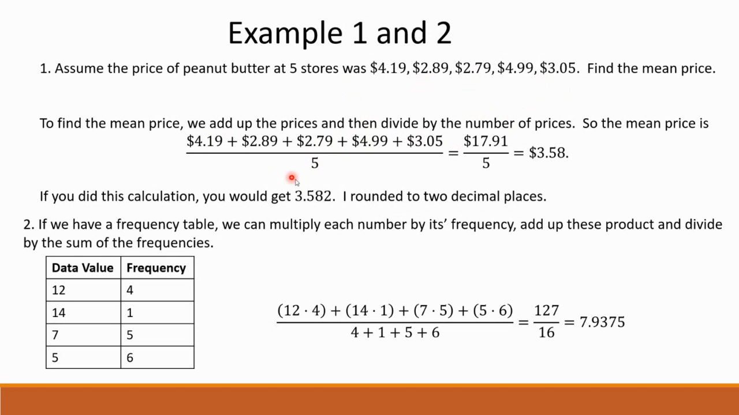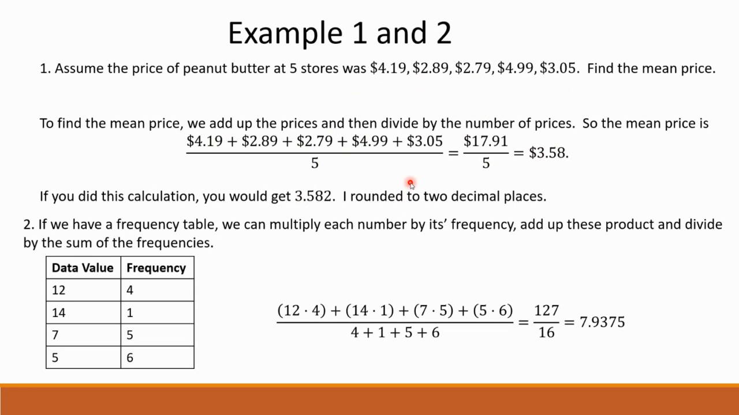Like so. And so when we do that, we get $17.91 divided by 5, and that's $3.58. So this is what we get. This is our mean price.